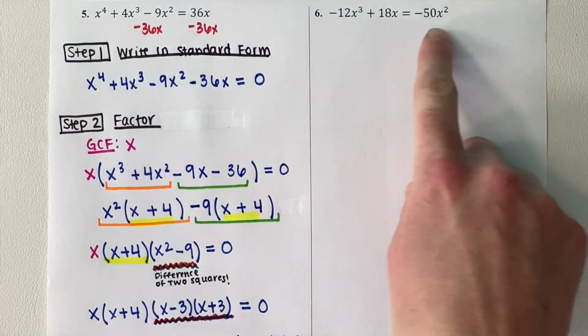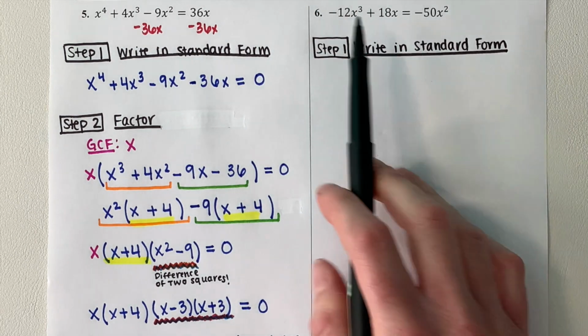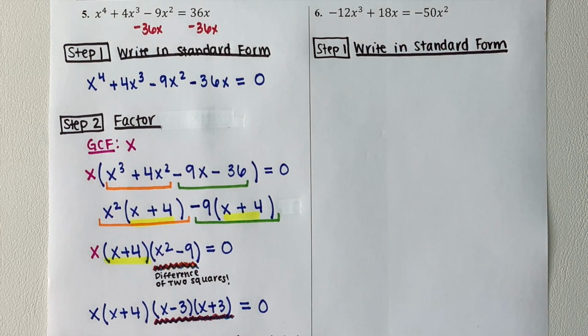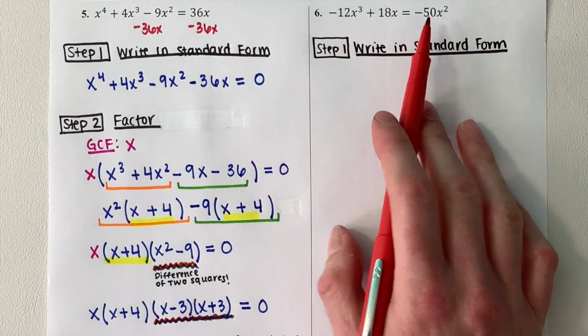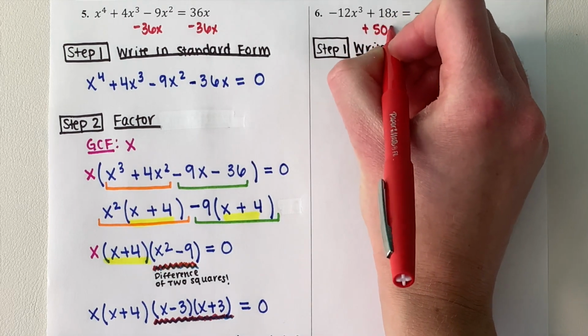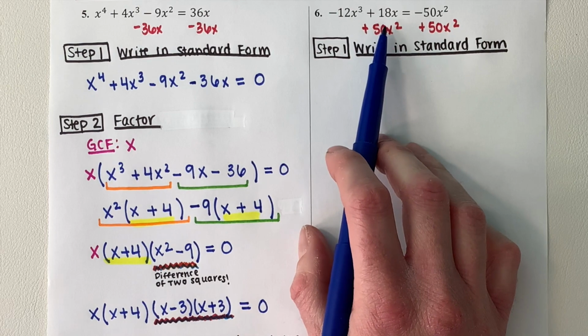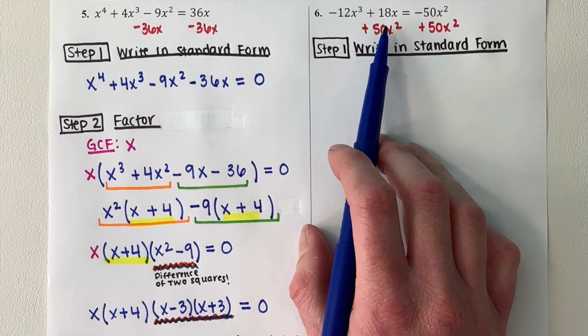Let's take a look at this last example. We are asked to solve this equation, so we'll follow the same steps that we've been following. Step 1, we're going to write the equation in standard form. To do that, we need to get this equation equal to 0. So I'm going to add 50x squared to both sides. Now, when we're writing this in standard form, we'll make sure to put the variables with their exponents in descending order.